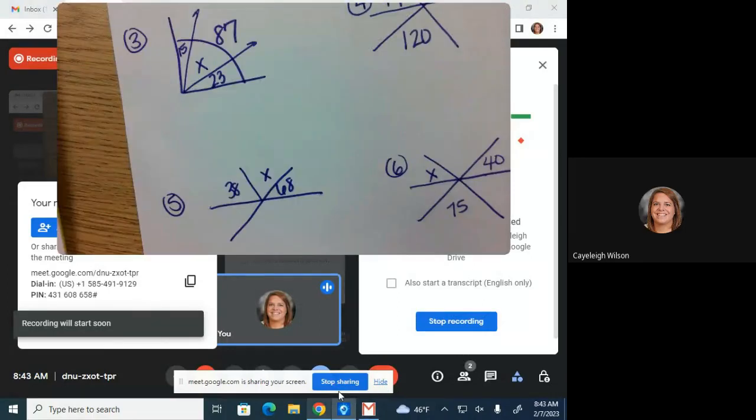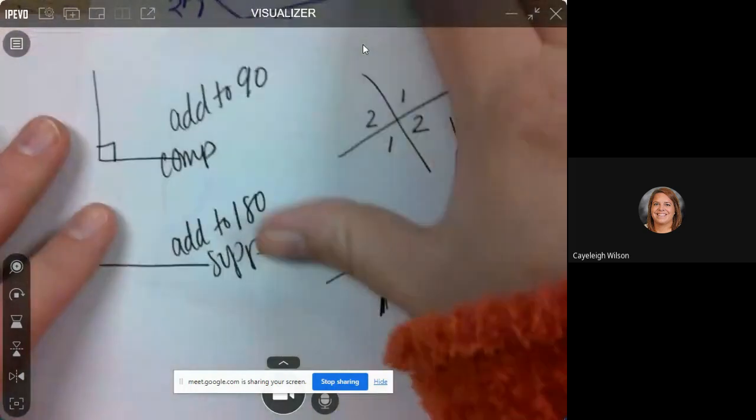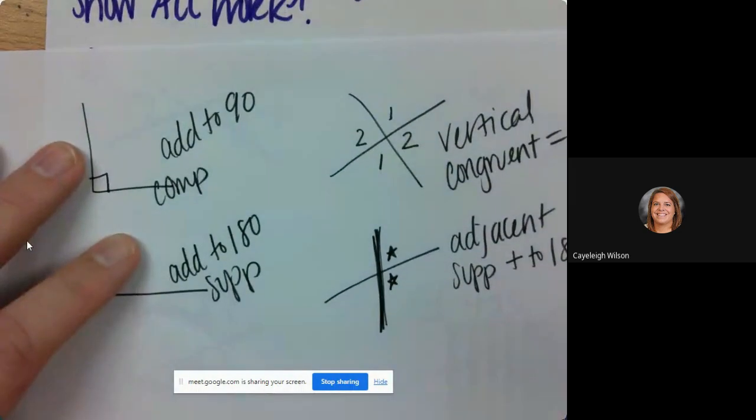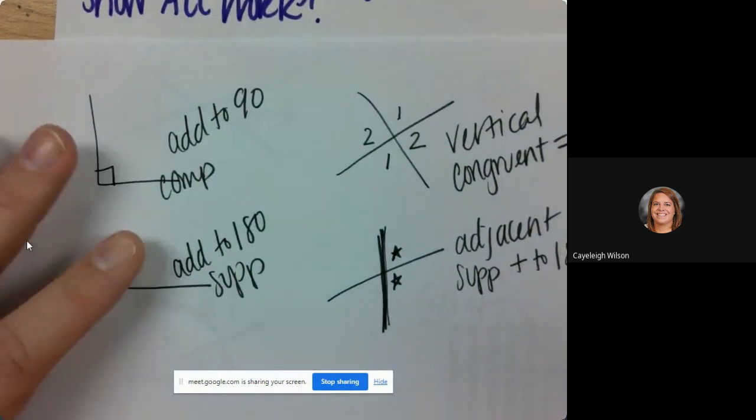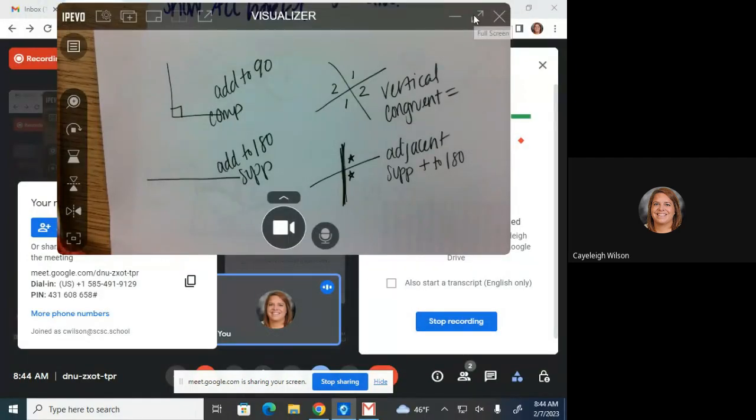All right. So obviously I'm not here. But we're going to go over a few more problems from what we did yesterday so that you can get some good practice with them. I'm going to double check to make sure it's recording because I just recorded it and I didn't record it the last time. Okay, we're good.